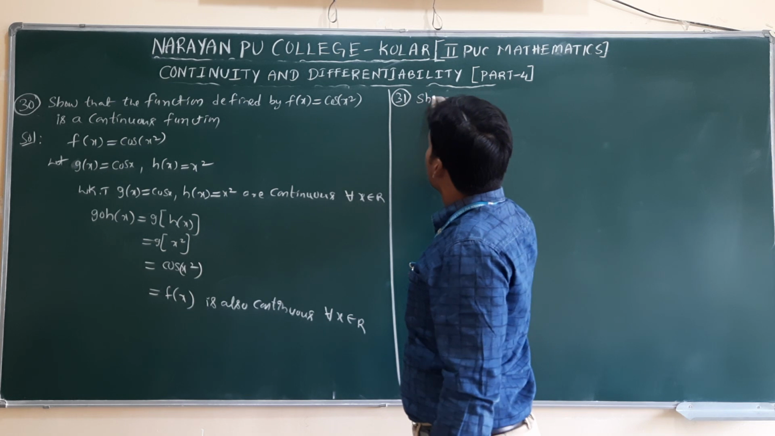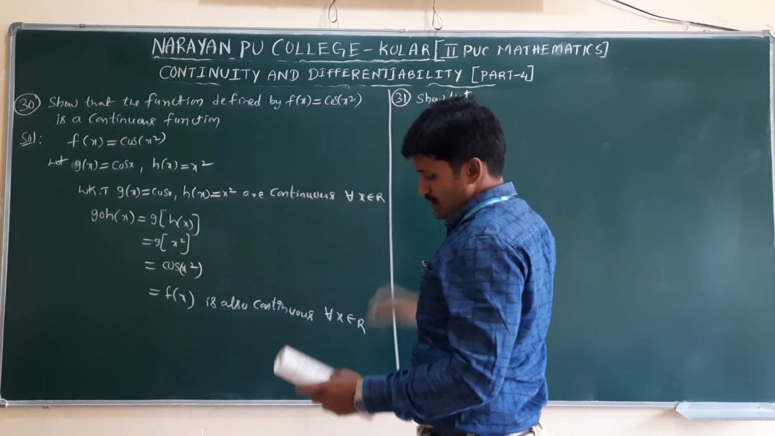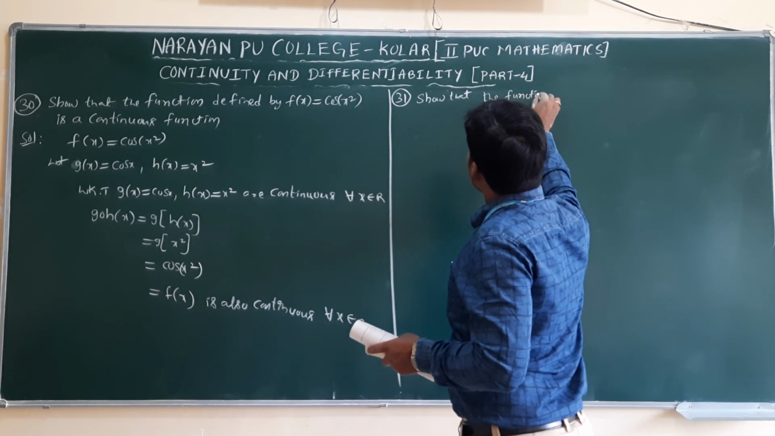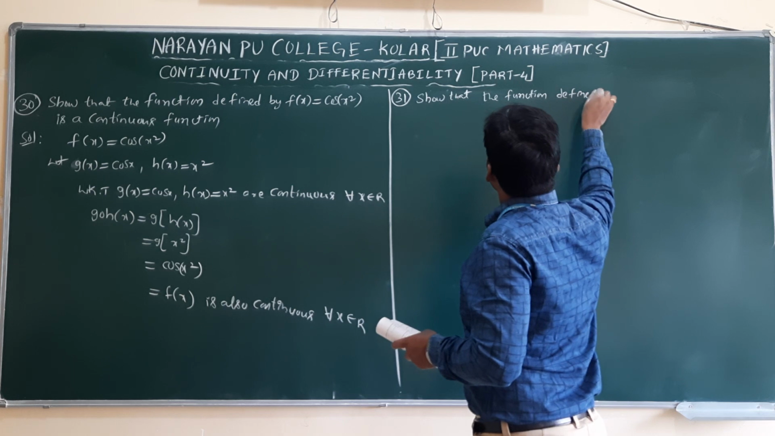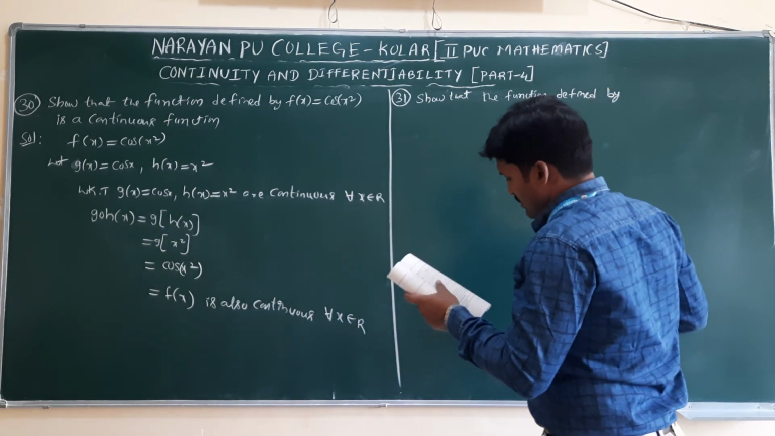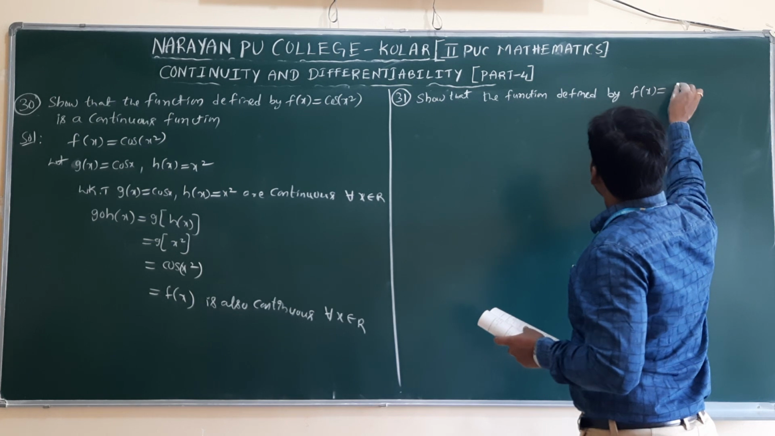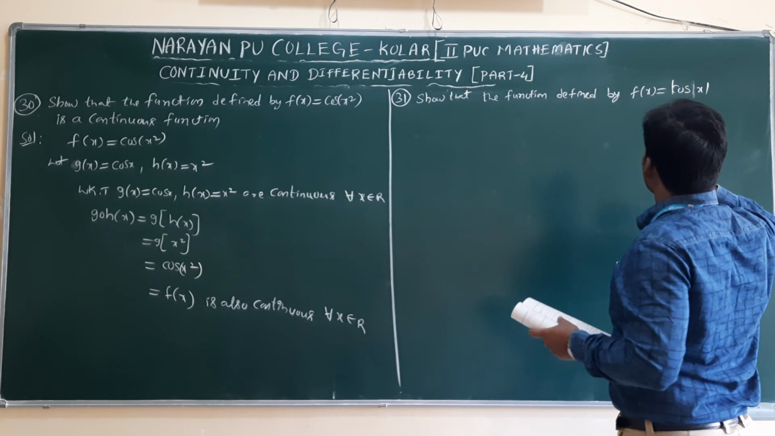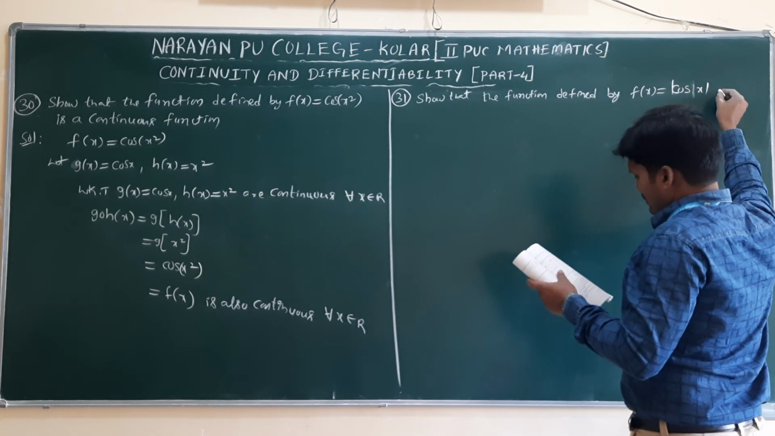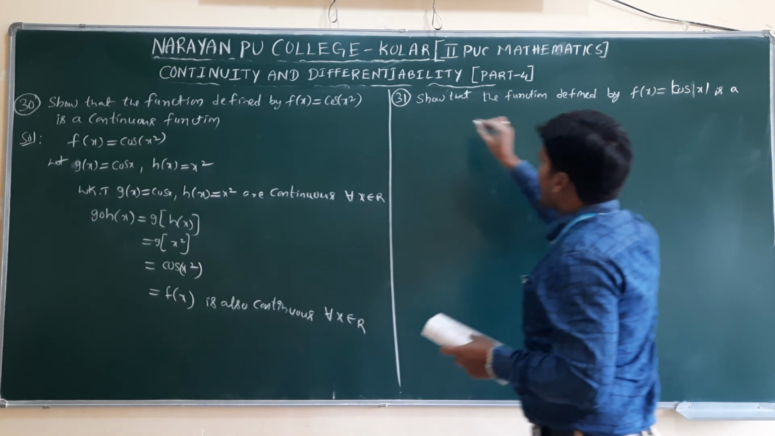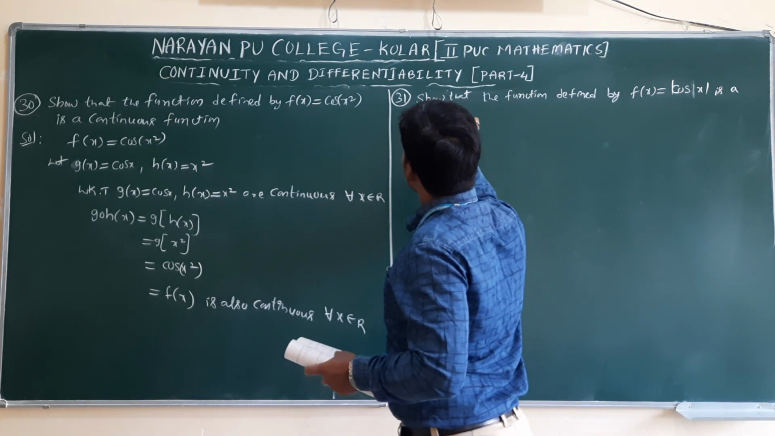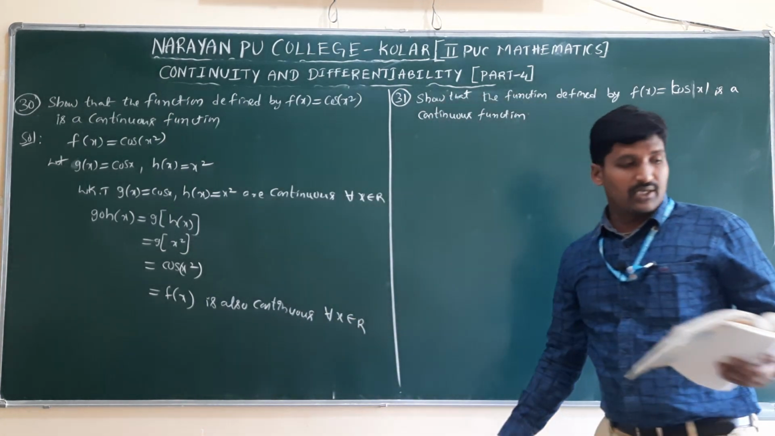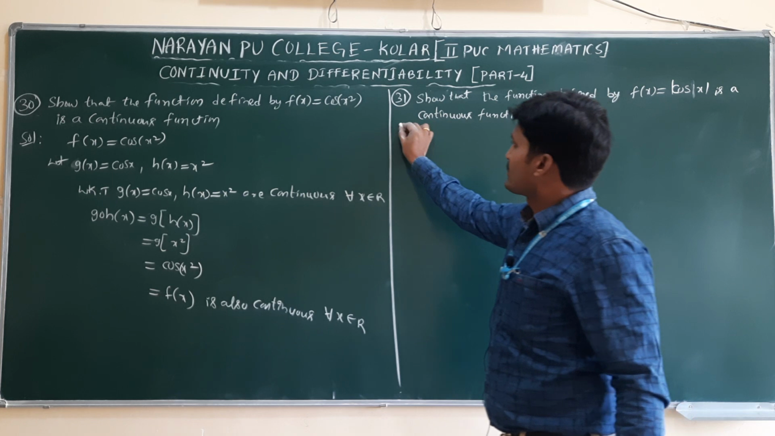Show that the function defined by f of x equal to mod of cos x, modulus of cos x, is a continuous function. Same here, composition concept only.